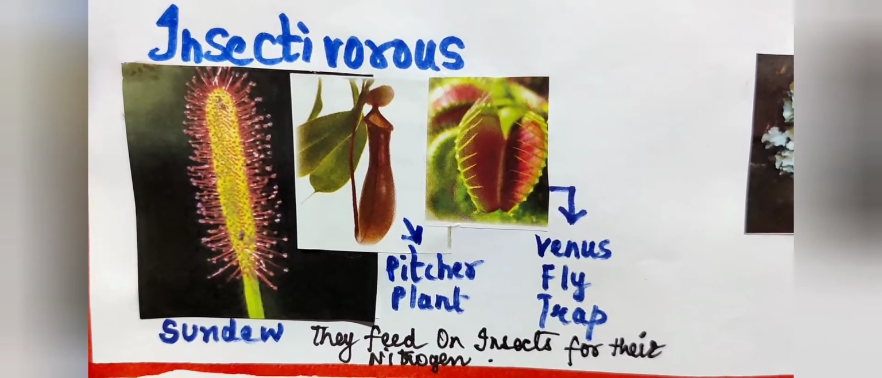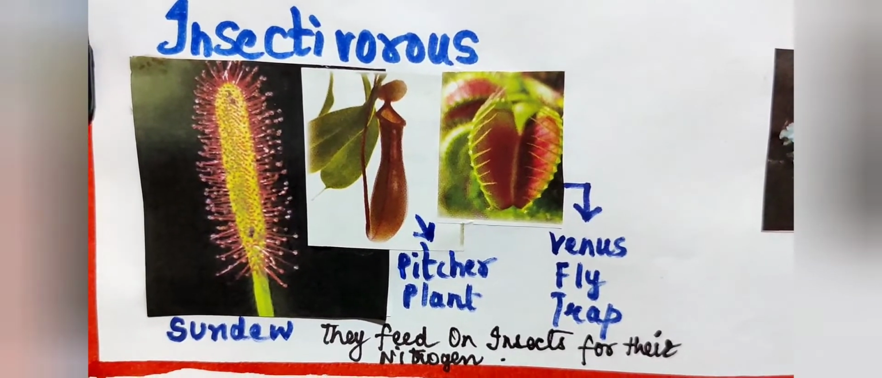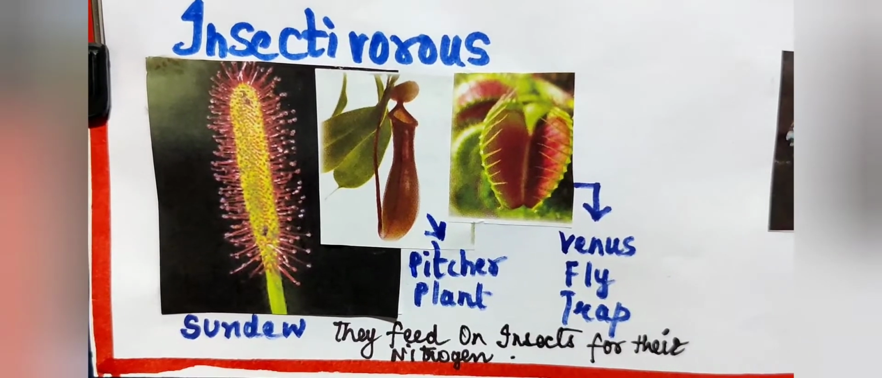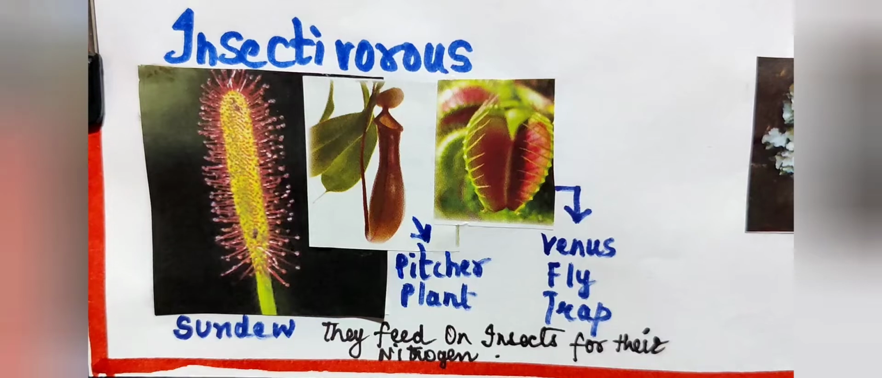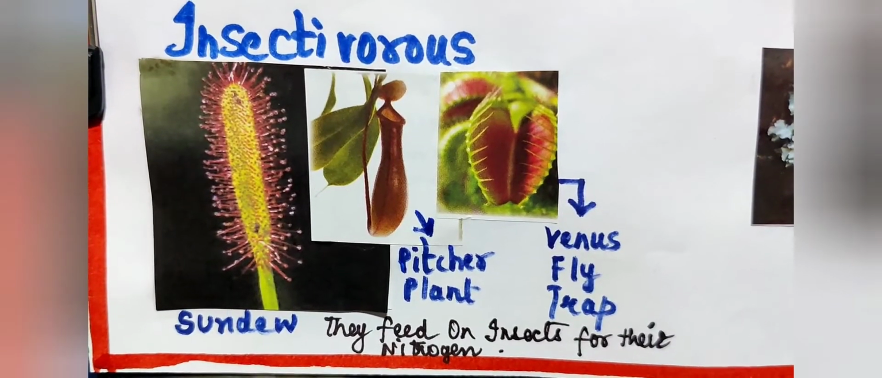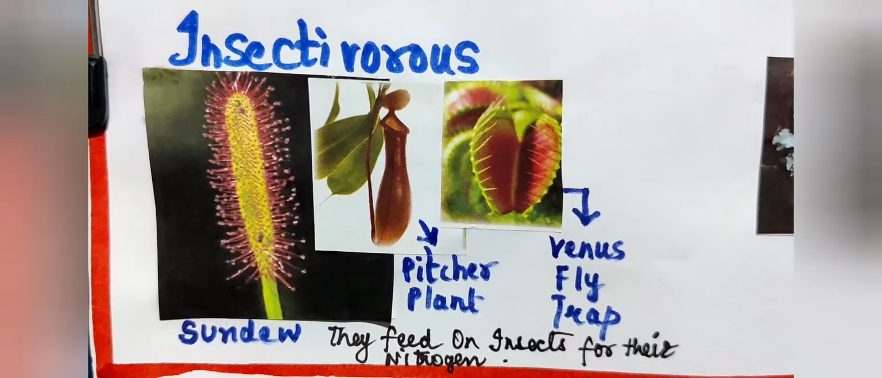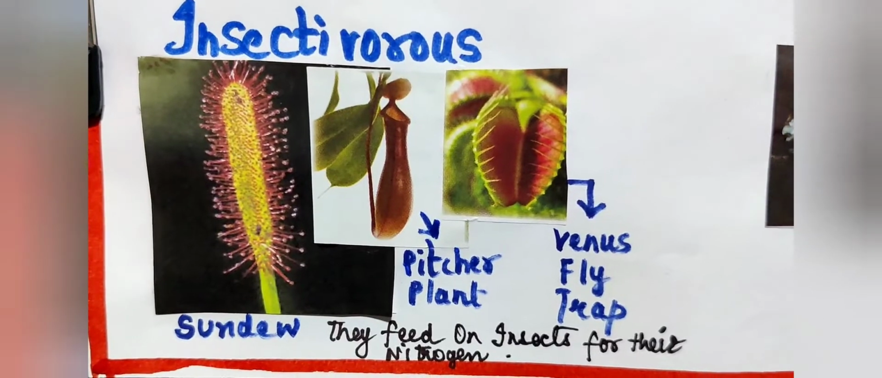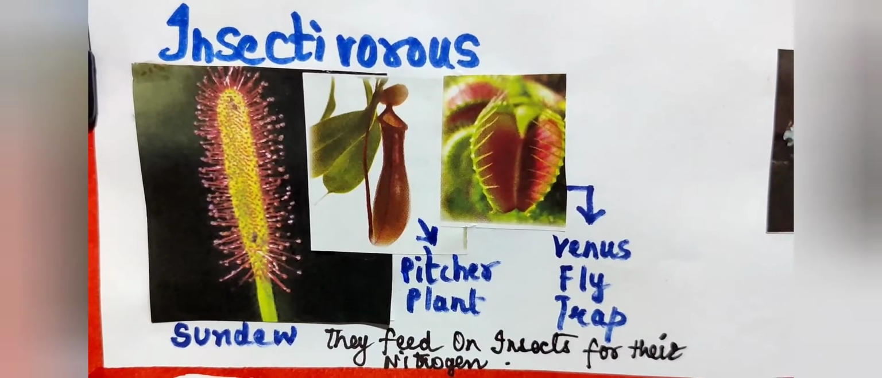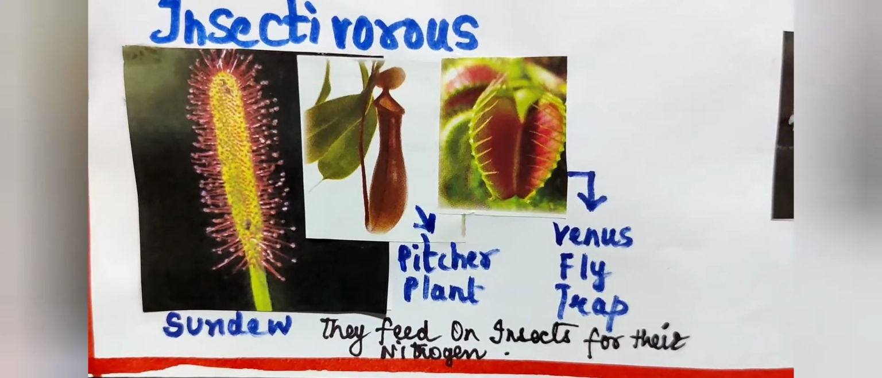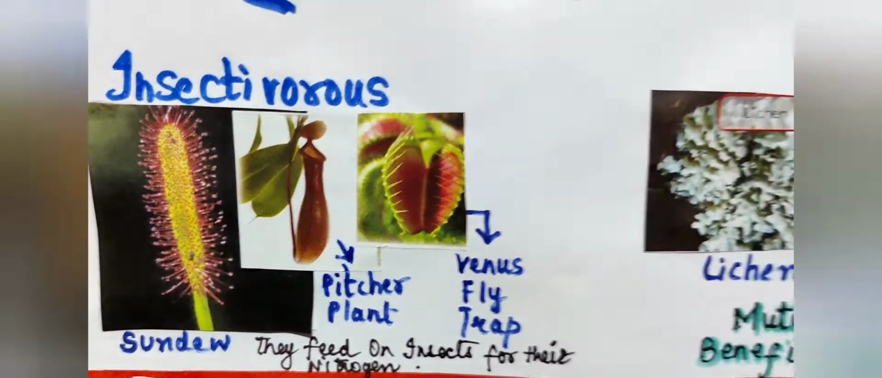nitrogen from their body. So first one, sundew, drops are there in the corners. Pitcher plant, because the leaves are modified to form a pitcher, where the insect gets trapped and slips down the base. Then is the Venus flytrap. The red color attracts the insect, and then comes the trapping part.